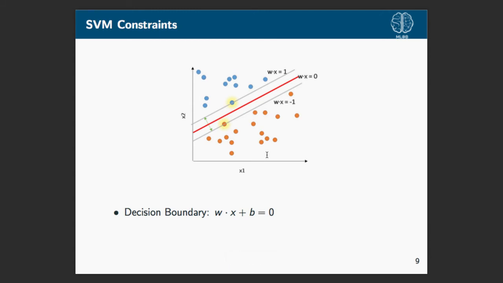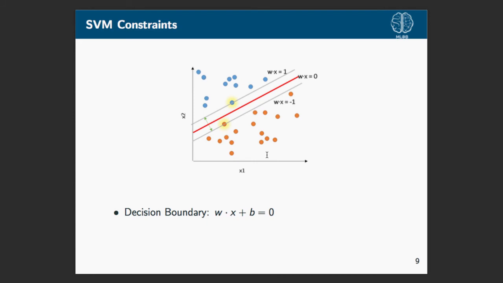So let's add some math to it. This decision boundary can be represented by wx plus b equals 0. Here w and x are vectors. x is our data point vector, some featured version of our data point. w is our weight vector, and b is some bias we add. You can think of b as like a y-intercept. So in 2D, this is just mx plus b. In multiple dimensions, this is a dot product between two vectors.